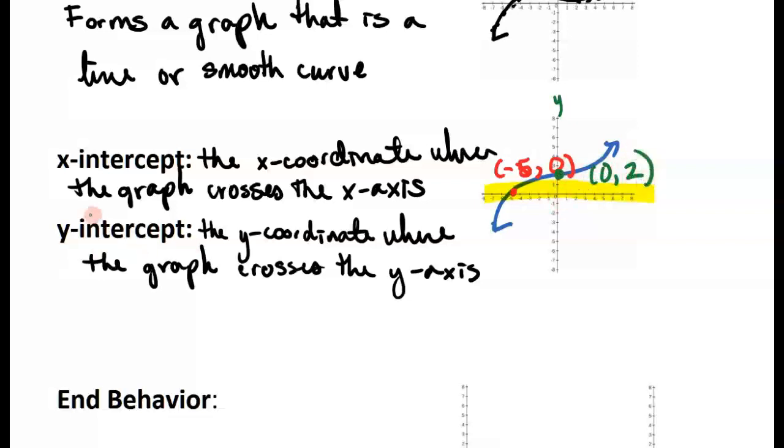2 is the y-intercept. Now, when we write these for this class, we're always going to write them in coordinate point form. So we're going to give both the x and y values, but the y-intercept is going to be where the graph crosses the y-axis, and the x-intercept is going to be where the graph crosses the x-axis.